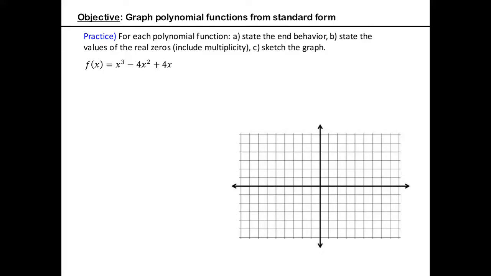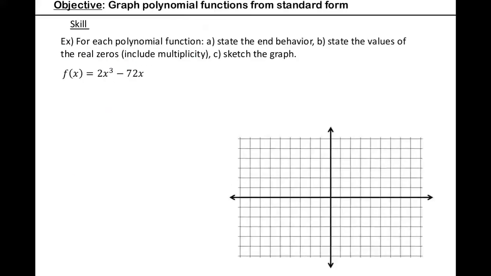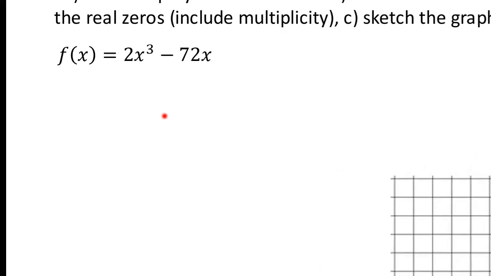I'm gonna have you guys copy this example. So you should be at the top of the next page now. We have a 2x cubed minus a 72x. So let's look at a binomial again. 2x cubed minus 72x.